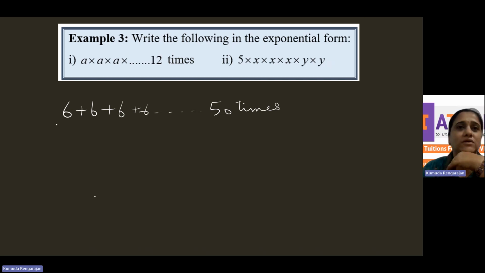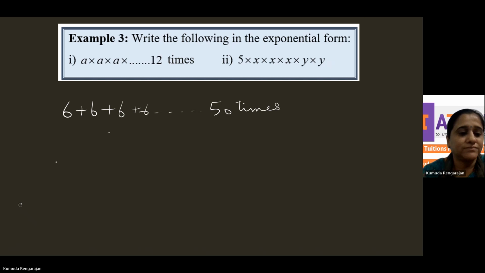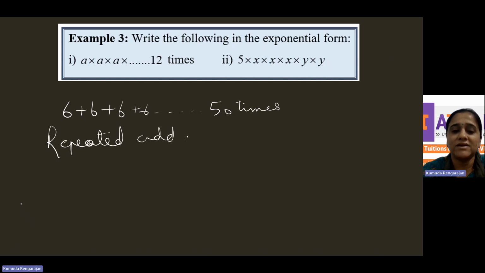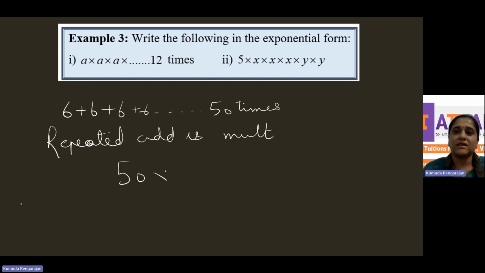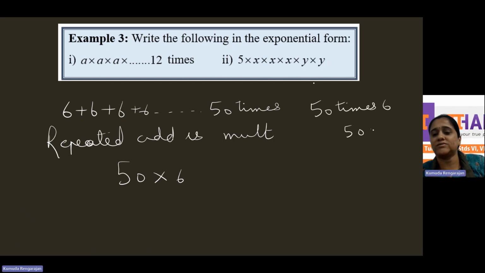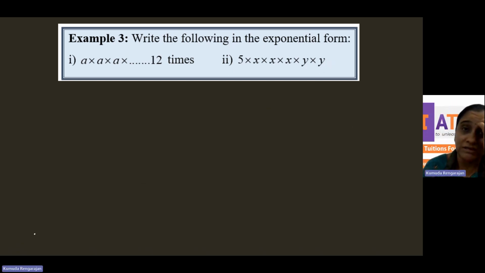6 into 50. Because repeated addition is multiplication. Correct? Correct. So it is 50 into 6. 6 is added to itself 50 times, so it's 50 times 6, which is 50 into 6. Agree, all of you?